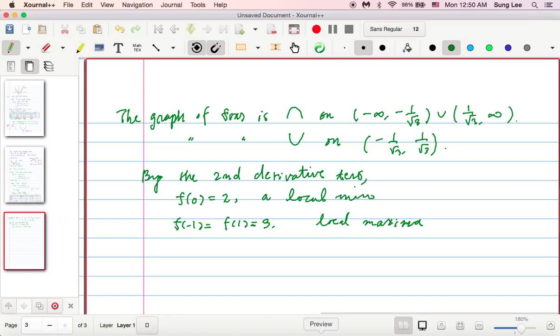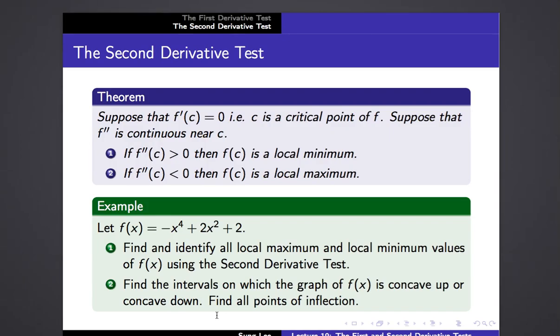All right, I believe that I answered all the questions. Maybe not in exactly the same order, but I answered these two questions together at the same time. So we found and identified all local maximum and minimum values, and also we found the intervals on which the graph of f of x is concave up or down, and then also we found all points of inflection. So we completed, right?